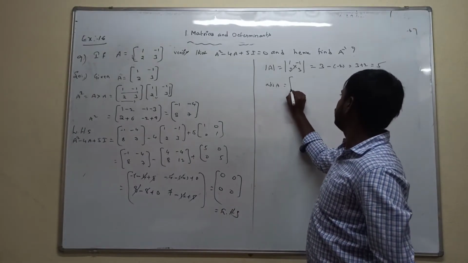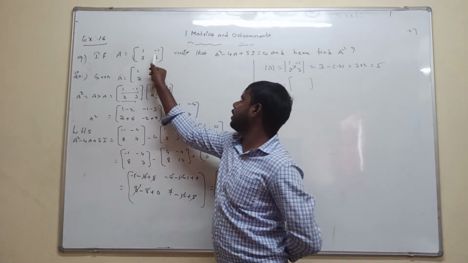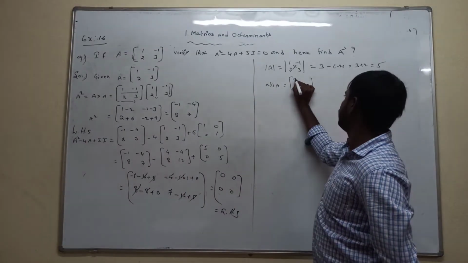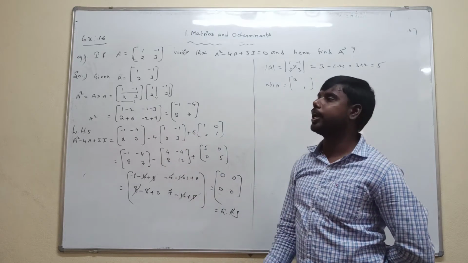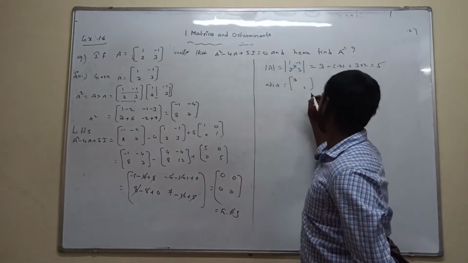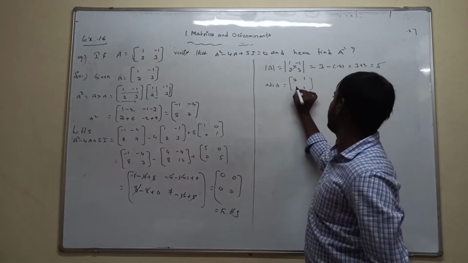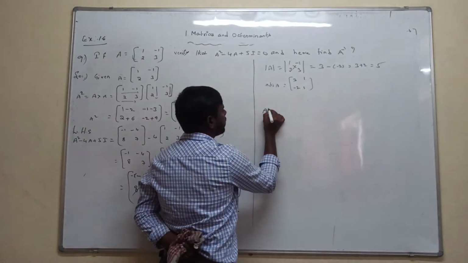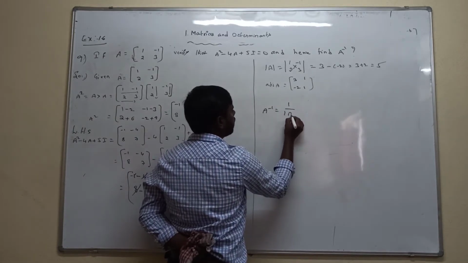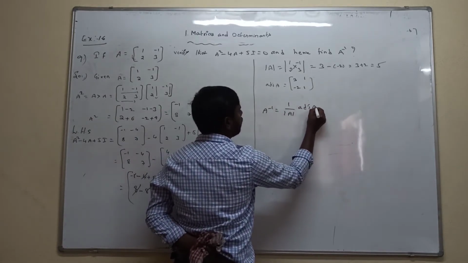Now these two elements are interchanging: 1 replaced with 3, 3 replaced with 1. These two elements are not interchanging, only adding negative. Minus of minus 1 is plus 1. Minus of plus 2, that value is minus 2. This is the adjoint of A. So now find the inverse of A, which is equal to 1 by determinant of A into adjoint of A.